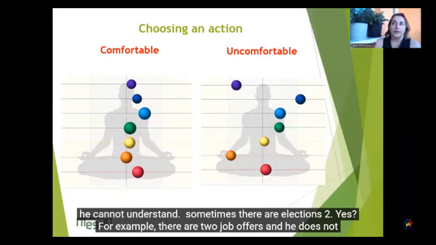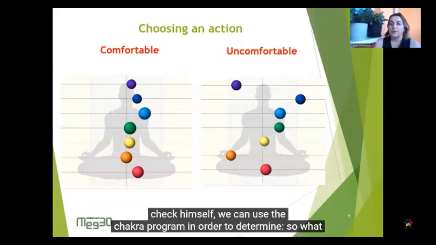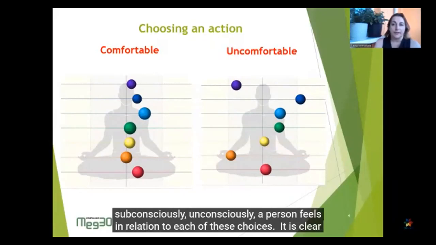The person cannot understand. Sometimes there are two decisions. For example, there are two job opportunities, and he doesn't know which one to go to. And if a person himself cannot cope, we can use chakras to help determine whether to go or not to go. So what does a person subconsciously, unconsciously feel in relation to each of these choices?